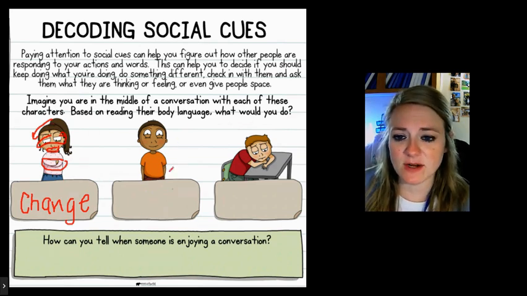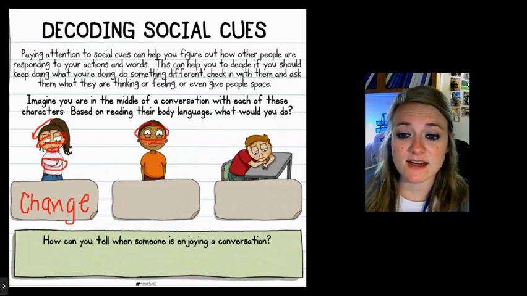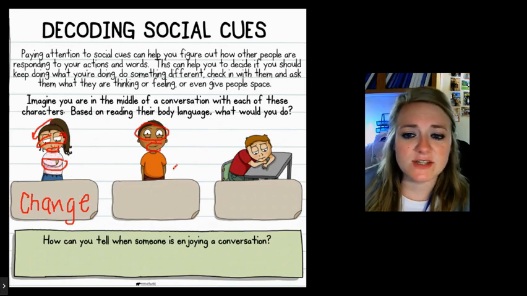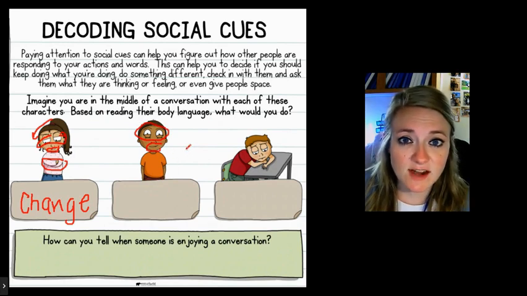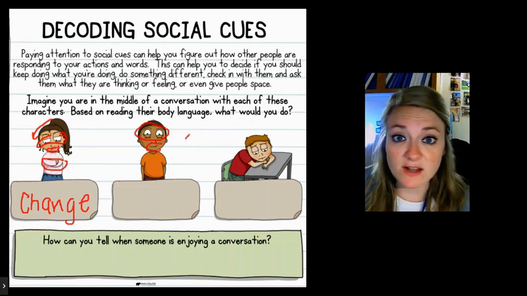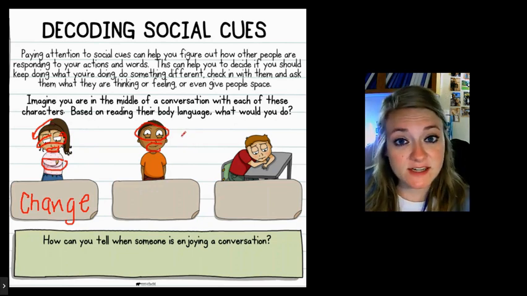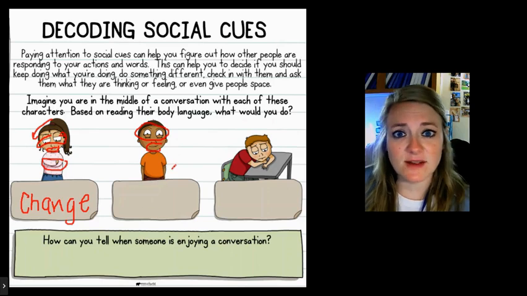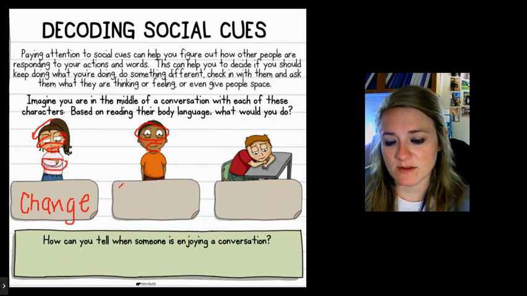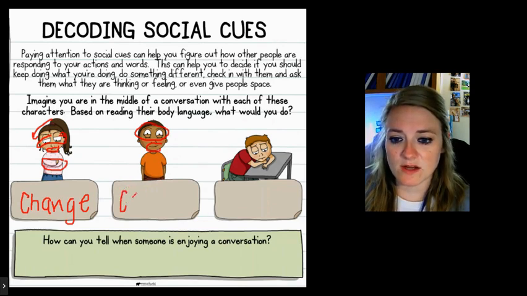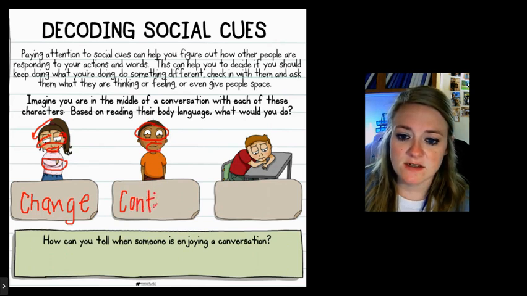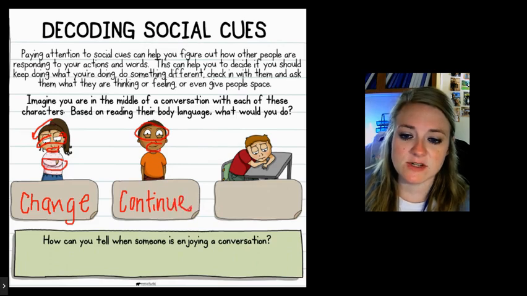All right, this friend here in the middle, his eyes are bright, his eyebrows are up, he's got a smile, his hands are just casually at his sides. Does it look like he's engaged in the conversation? Yeah, if you're talking about your dog Spike and how awesome he is, and he's like, oh yeah, that's awesome. Spike sounds great. Then we are going to want to keep going, right? So we're going to want to continue on with the conversation, because we can tell that our friend here is actively engaged in our conversation.